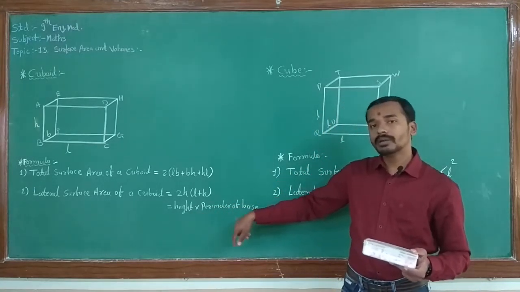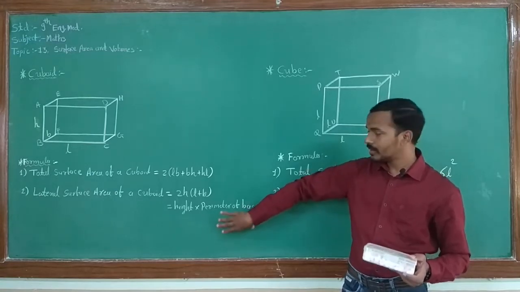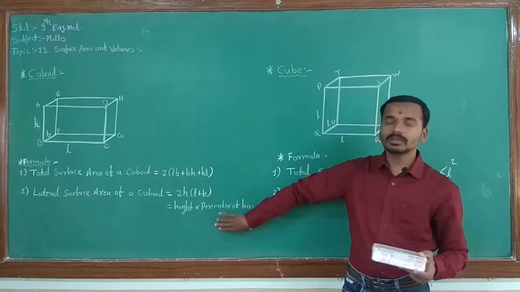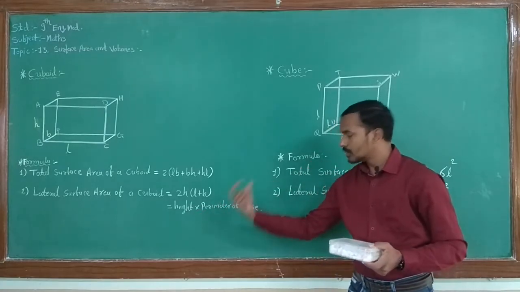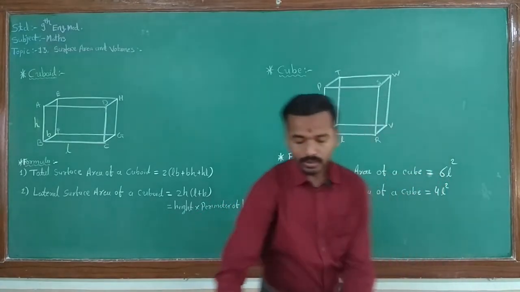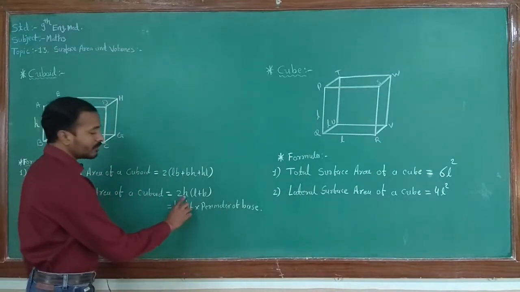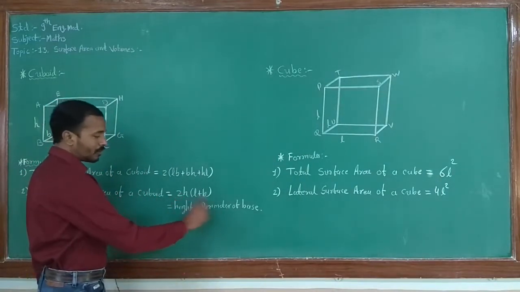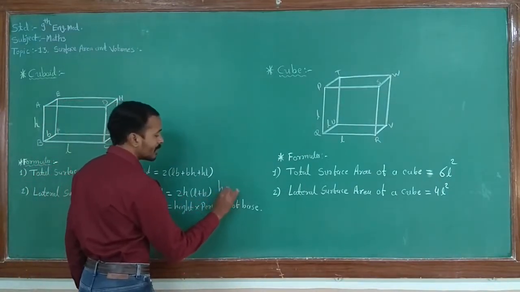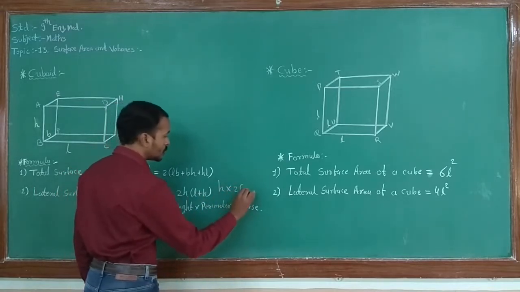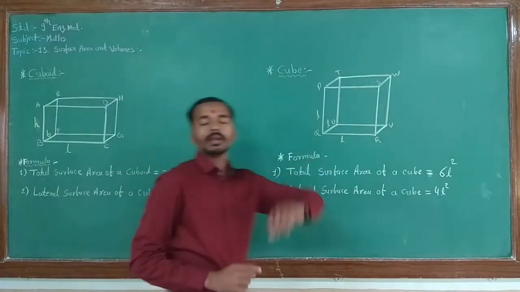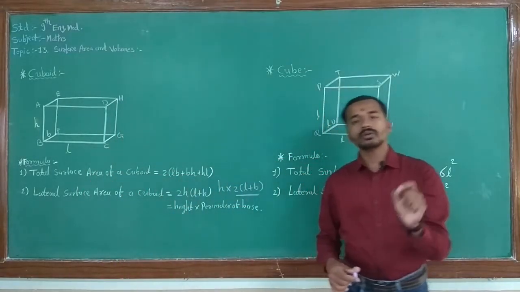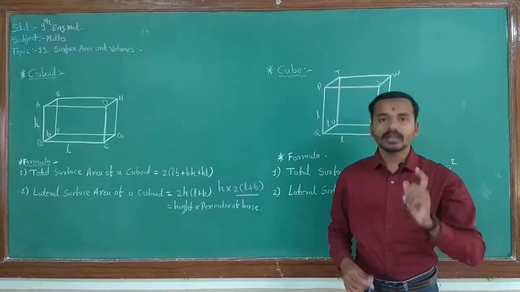Now, why are we writing it in this form? Because in some questions they may give you the height of the cuboid and the perimeter of the base. If I split this formula, it can be written as h into 2 into (L plus B). Now, 2 into (L plus B) is the formula to find the perimeter of a rectangle.